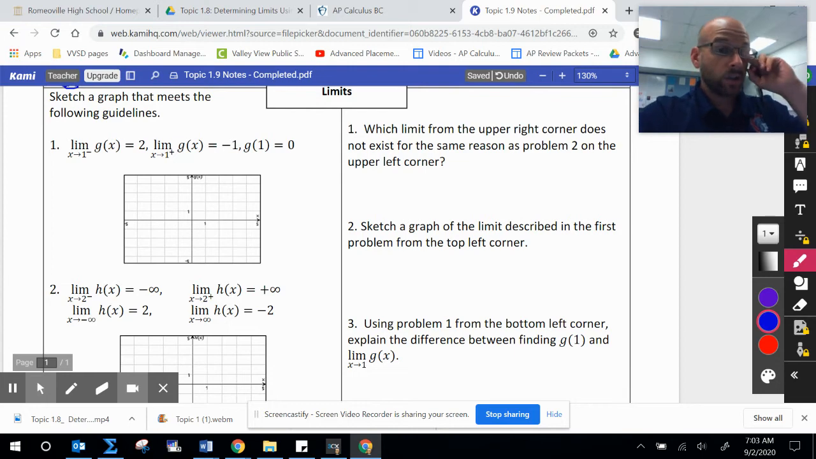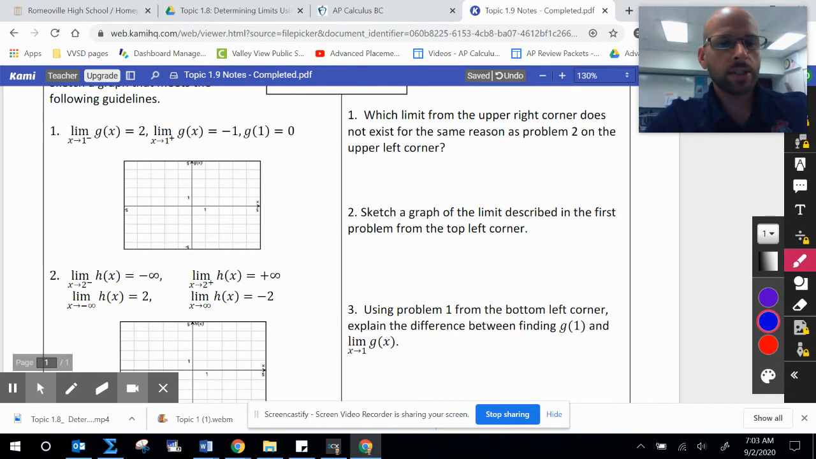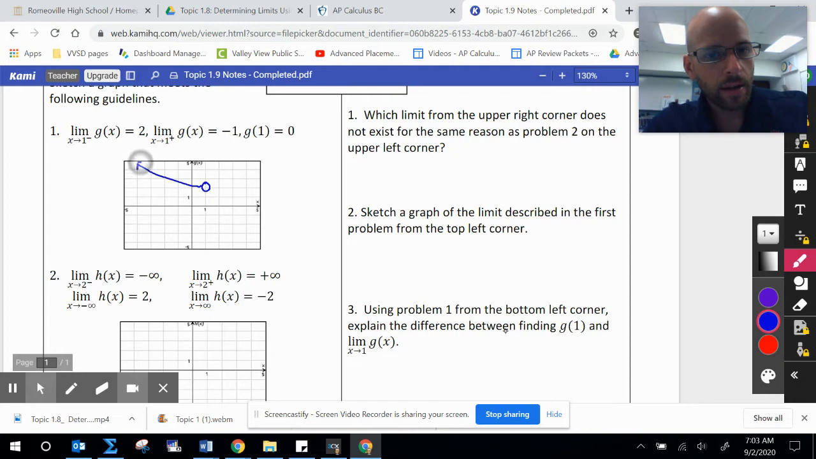Next, we're going to try to sketch a graph that meets the following guidelines. So using these characteristics of our limits, I want to make one graph. As x approaches 1 from the left, I've got to be at 2. And as I approach 1 from the right, I've got to be at -1. So from the left, it's got to be going to 2. If I go from the right, it's got to be at -1.